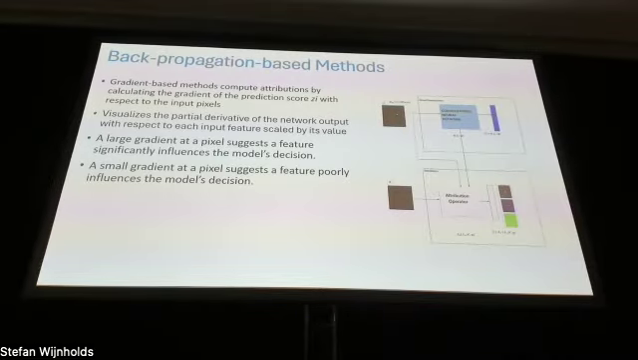There are several ways to generate these heat maps. Here we focus on the gradient-based method, which uses the derivative of the probability Z with respect to the input. What it means is that if you have a large gradient at a pixel, it suggests the feature significantly influenced the model decision. In contrast, a small gradient at a pixel suggests a feature that had little influence on the model decision.